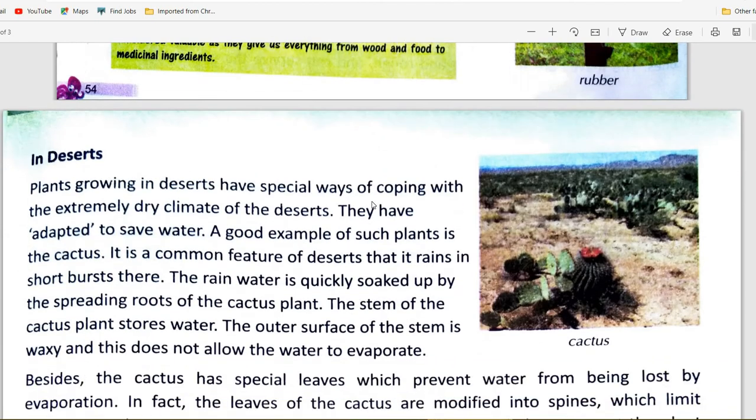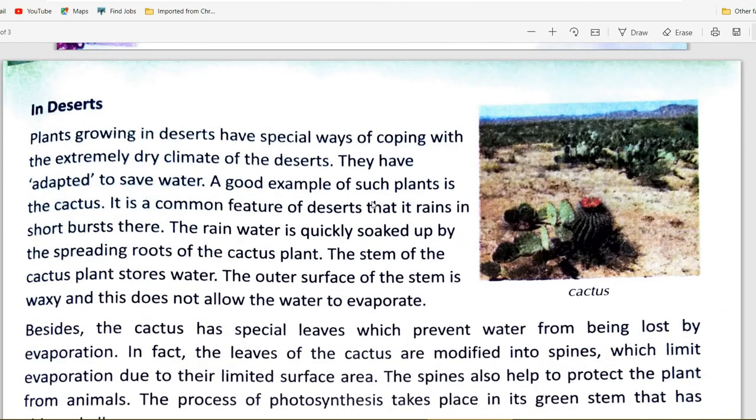Yes, the next type of terrestrial plant is grown in desert areas. Yes, in desert areas, the plants which are found there have a special feature to survive in hot and dry climate. They have adapted to save water.